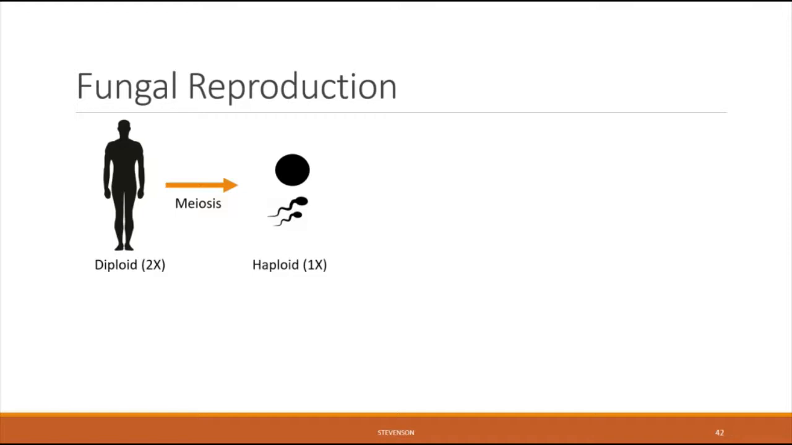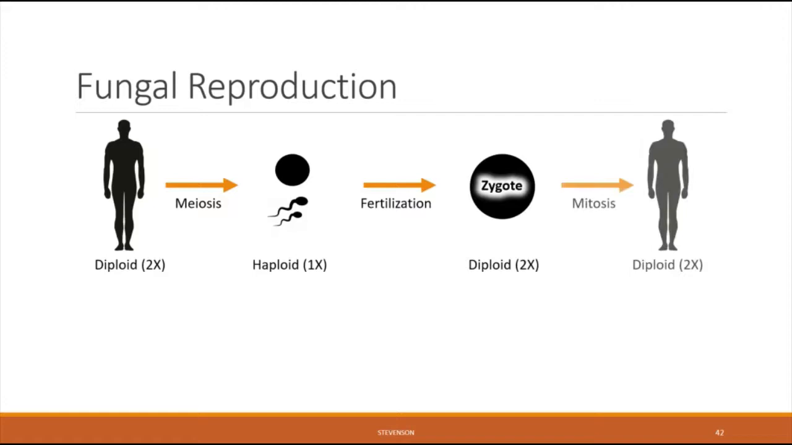Our diploid cells undergo the process of meiosis to produce these haploid gametes. And those gametes fertilize in order to generate a zygote, which is a single diploid cell, which will eventually copy itself and divide so many times through mitosis until the organism grows up into the diploid, adult form. So that's a review of how things work in animals such as humans.